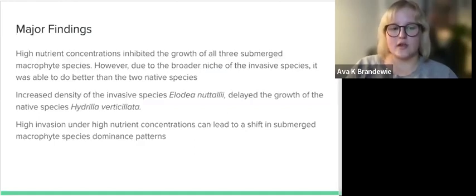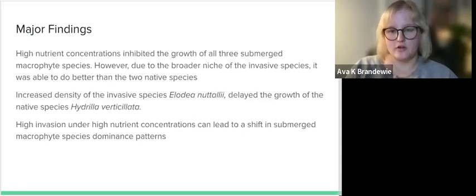Those major findings being that high nutrient concentration did inhibit the growth of all three submerged macrophyte species. However, due to the broader niche that the invasive species occupies, it was able to do better than either of the two native species in those higher nutrient concentrations. Also, the increased density of the invasive species, E. nataliae, delayed the growth of the native species, H. verticulata.